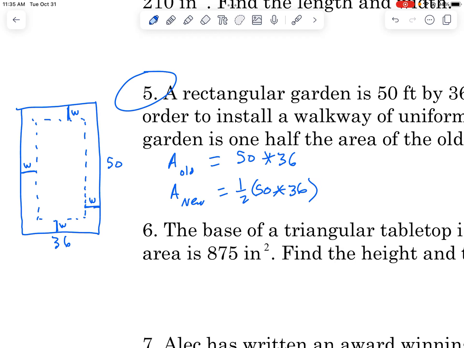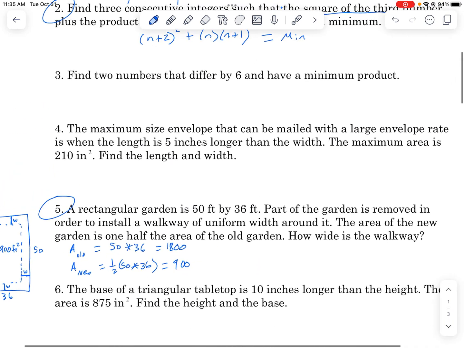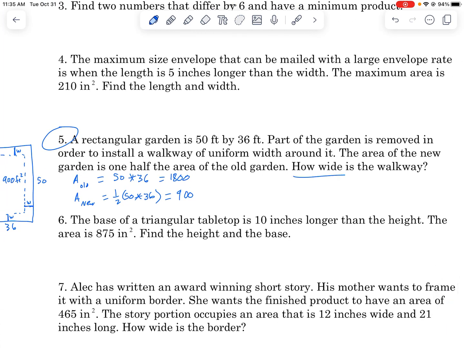Look at me not being prepared. Don't even have a calculator ready. 50 times 36 is 1,800. And so the area of the new one is half of that, which is going to be 900. Okay, so the inside area here is going to be 900 square feet. And then the outside area is 1,800. Okay, cool. And then it's asking how wide is the walkway.